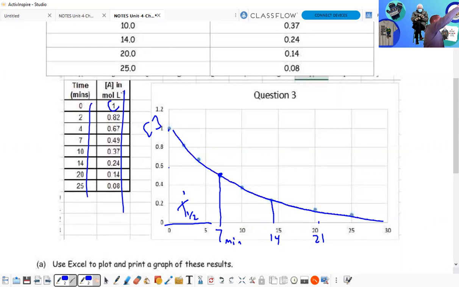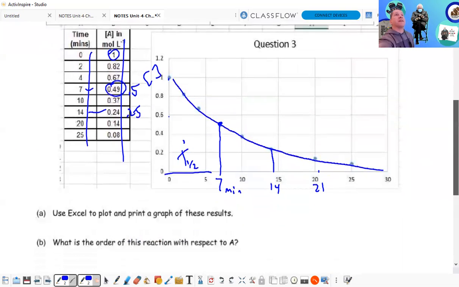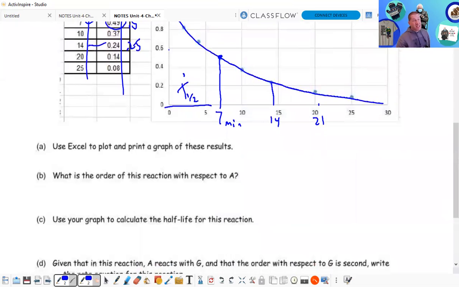If you look at the data, it's 1 molar, it's 0.49 or essentially 0.5 at 7 minutes. And then it's 0.25 at 14 minutes. So you can see they tried to throw you off a little bit by not making the data perfect. It is an experiment. What is the order of the reaction then? So it's first order. How do I know? Half-life, which is 7 minutes.